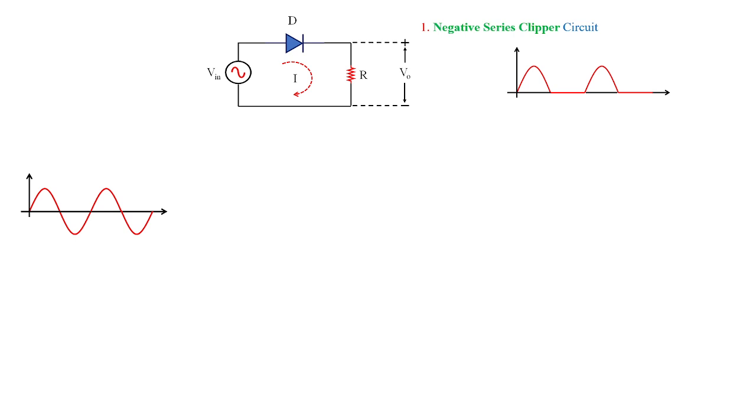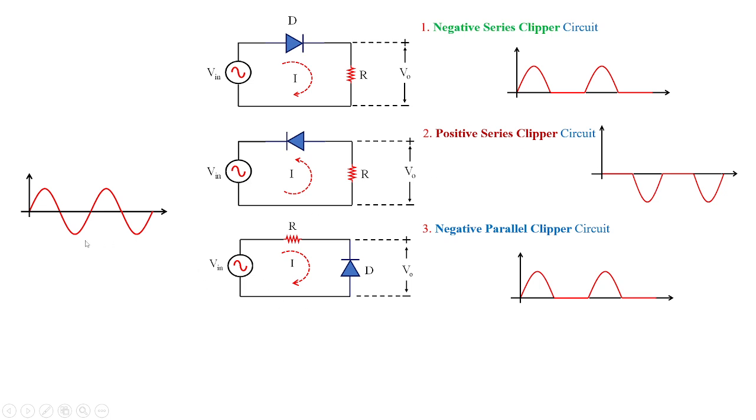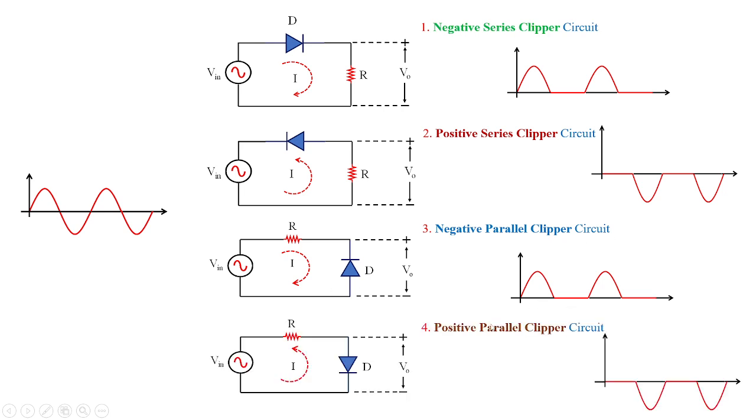Now let's combine all this analysis together. For the negative series clipper circuit, for an input sinusoidal signal, this is the output signal. For the positive series clipper circuit, for a sinusoidal input, this is the output. Similarly, for the negative parallel clipper circuit, the input is this and the output is this. Finally, for the positive parallel clipper circuit, the input is sinusoidal and the output is obtained in this fashion.